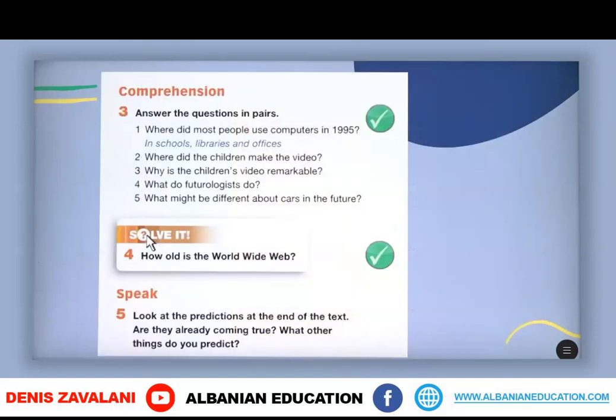Answer the questions in pairs. Where did most people use computers in 1995? In schools, libraries, and offices. Then continue with the rest of the questions. Also, look at the predictions at the end of the text. Are they already coming true? What other things do you predict?